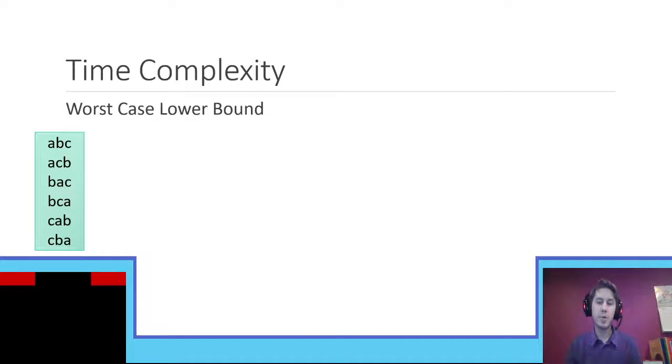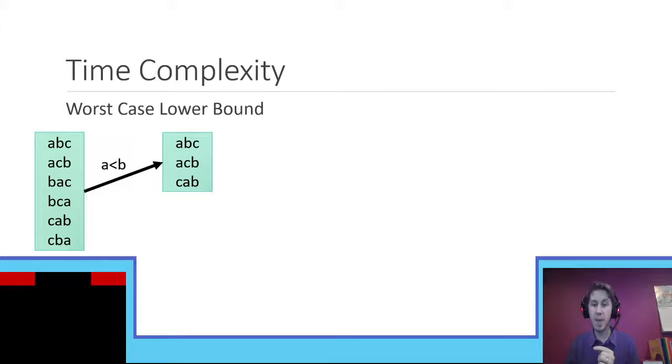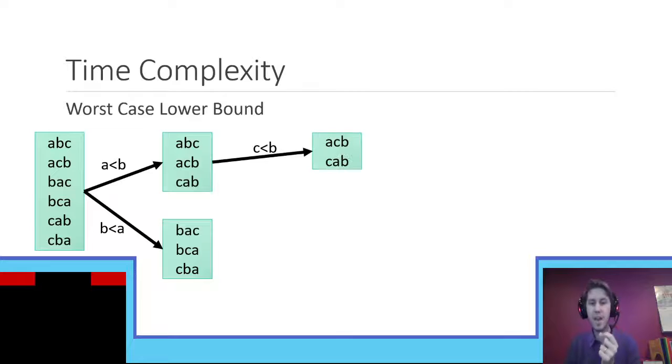Let's say our first question is whether the value contained in A is less than the value contained in B. If it is, we'll go along this top path. If it is not, we'll go along the bottom path. On the top path, we ask our next question. Is the value in C less than the value contained in B? If it is, we once again fork top and bottom.